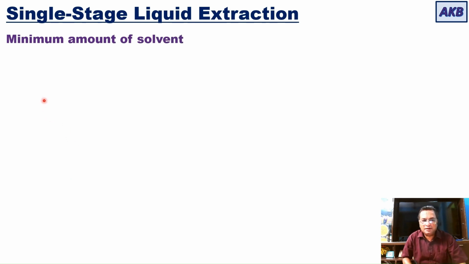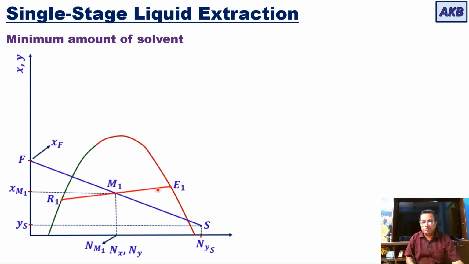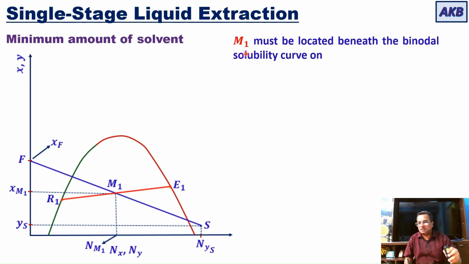Then another concept that we will understand in this discussion is how to find the minimum amount of solvent that is required. For that, we will take the help of the equilibrium diagram which we had just drawn. Now M1, since the mixture should separate into two insoluble phases, this point M1 should always lie beneath the binodal solubility curve in the heterogeneous region. You must remember the region below the binodal solubility curve is a heterogeneous region.